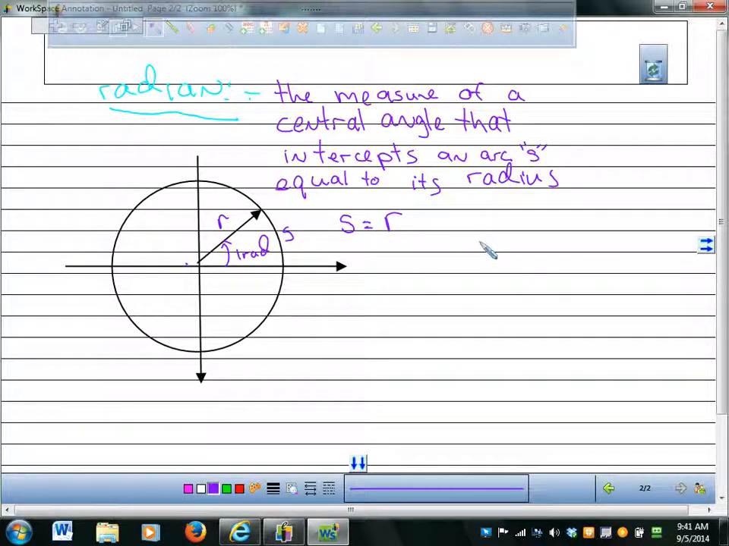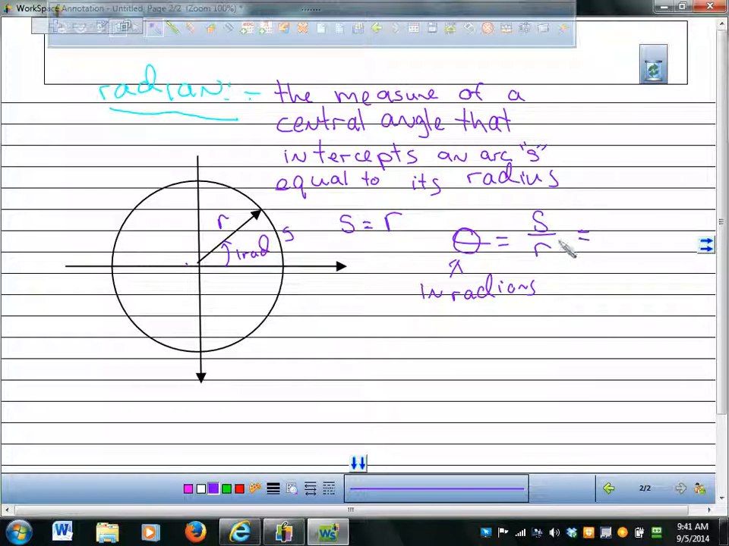So theta, in radians, and now we call angles theta, is always equal to S over R. And when S is equal to R, what is theta?